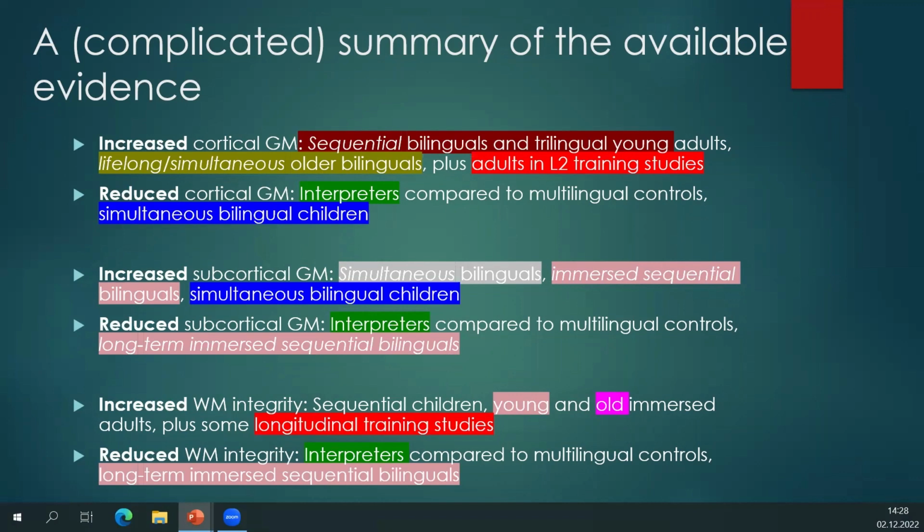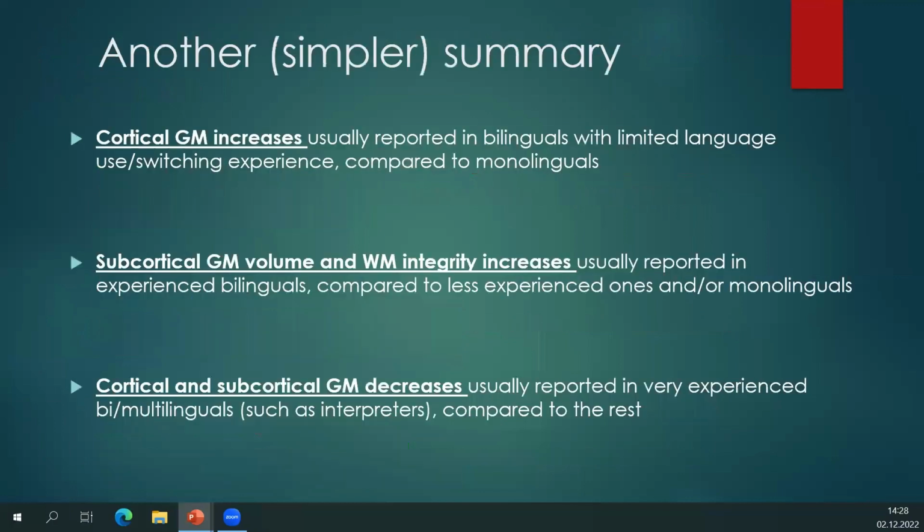Right? So increased subcortical gray matter in simultaneous bilinguals, immersed sequential bilinguals, in simultaneous bilingual children, reductions in interpreters again, and in long-term immersed sequential bilinguals. And more or less the same effects for white matter. Have your brains exploded yet? Let me make it easy for you.